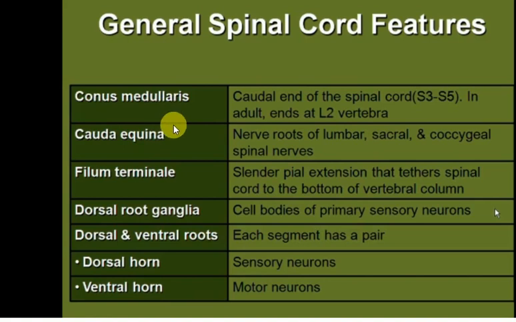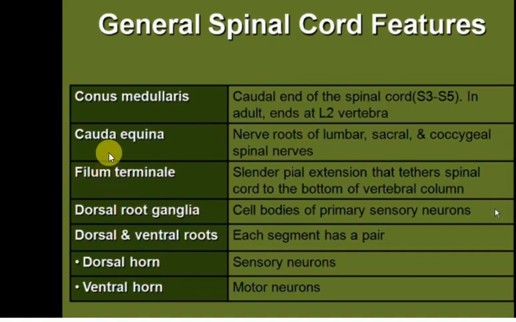Now, these are some of the terms that one should be familiar with. One is the conus medullaris, as we talked about it. It is the caudal end of the spinal cord, and it contains the S3 to S5 segments of the spinal cord. Here is where the spinal cord ends, at the level of the L2 vertebra.